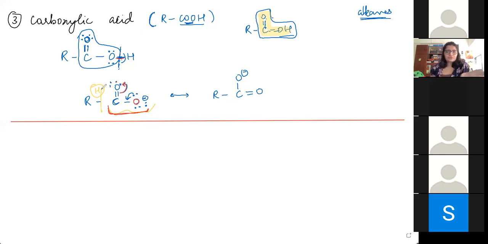And the same thing keeps going on. Overall result is the same. You still have COO minus only, which is the carboxylate ion. And the double-bonded electrons keep traveling here and here this way. So essentially it's like this, R, C, O, O, and both of these have a partial double bond. It's kind of like this. There's a negative charge.